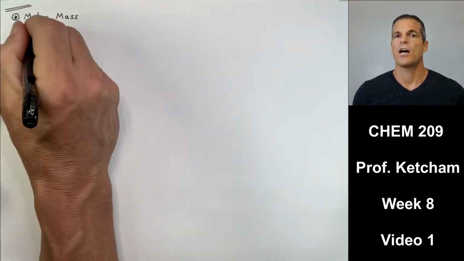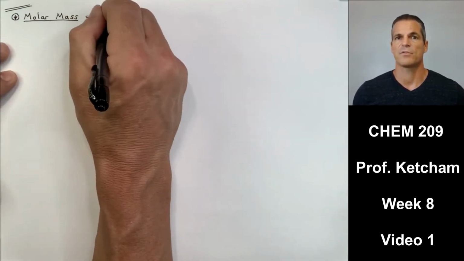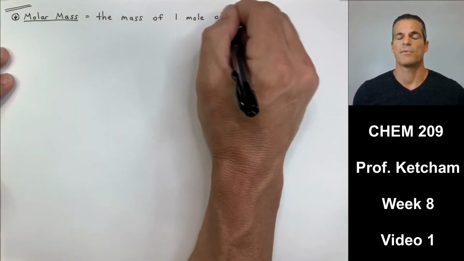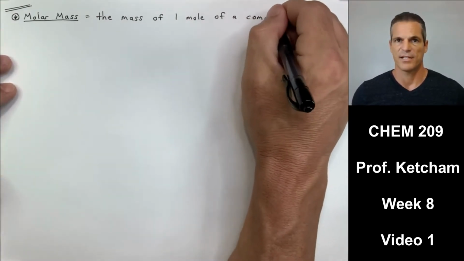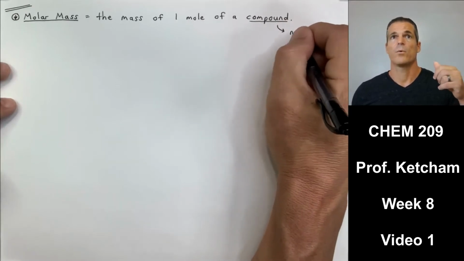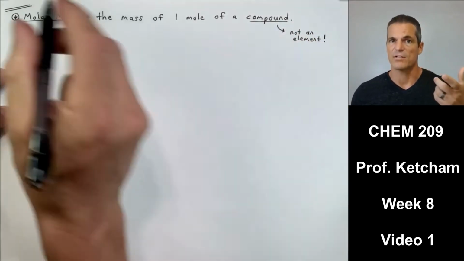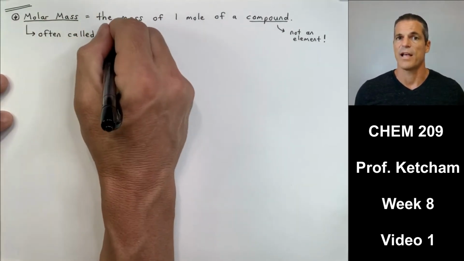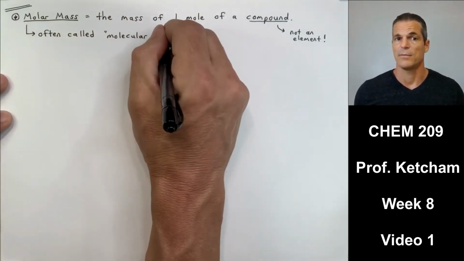Okay. New topic now. So we're not talking about Avogadro's number or moles or atomic mass, but we're introducing something so similar it's almost like it's the same topic. So this is molar mass. So we introduced moles, we introduced atomic mass, Avogadro's number. Now we're doing molar mass. Molar mass is just like atomic mass, but it's for a compound, not an element.